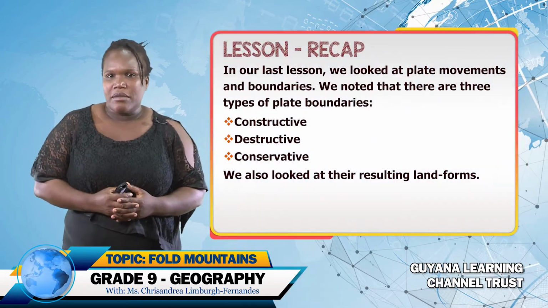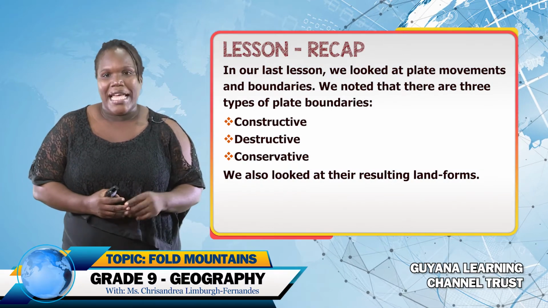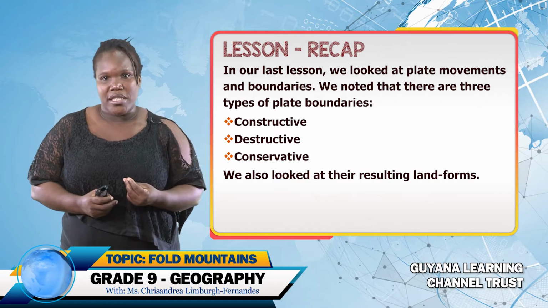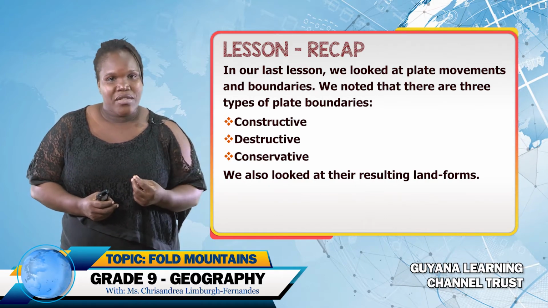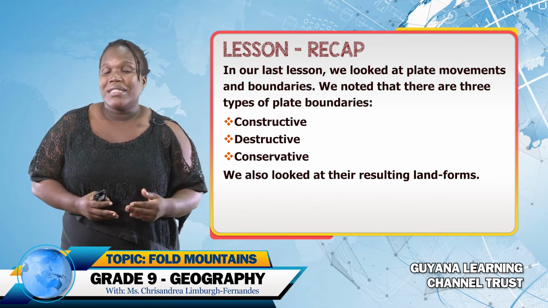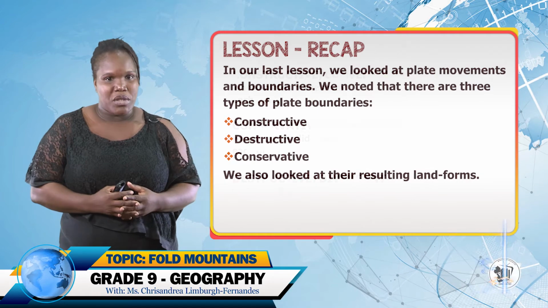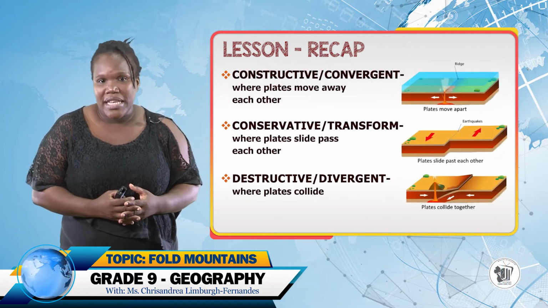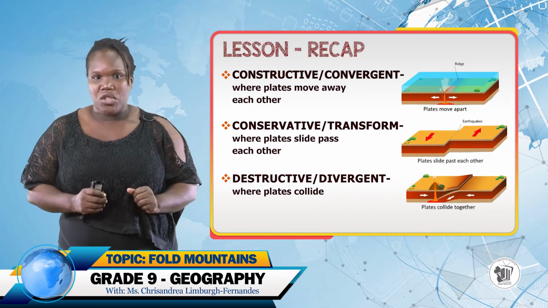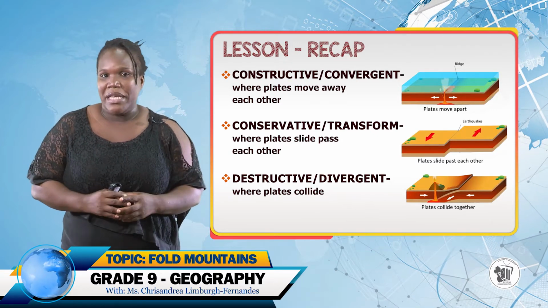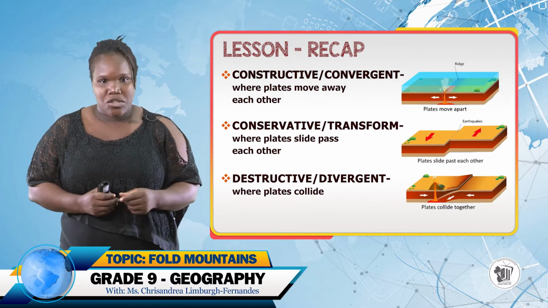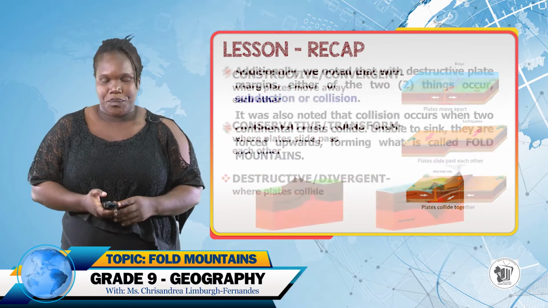In our last lesson, we looked at plate movements and plate boundaries. We noted there are three types of boundaries. These are conservative, constructive, and destructive plate boundaries. We also looked at their resulting landforms. We said at constructive plate boundaries, plates move away from each other. In conservative plate boundaries, plates slide past each other, and in destructive, they collide.